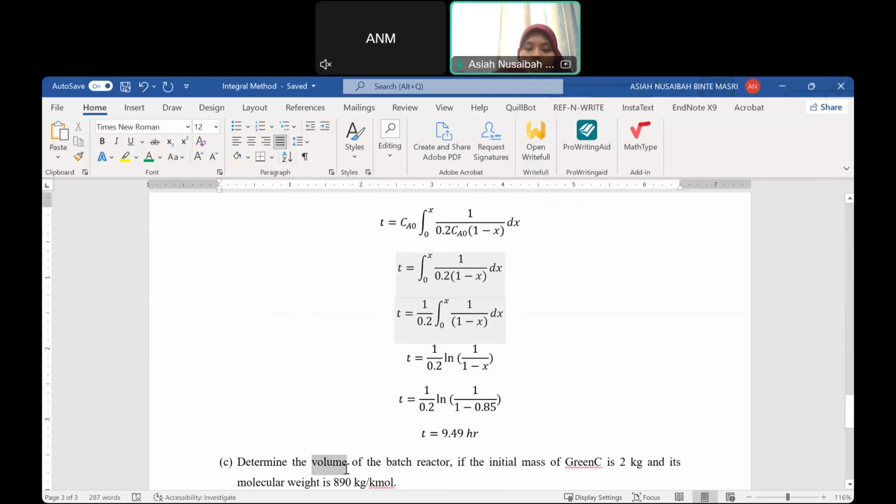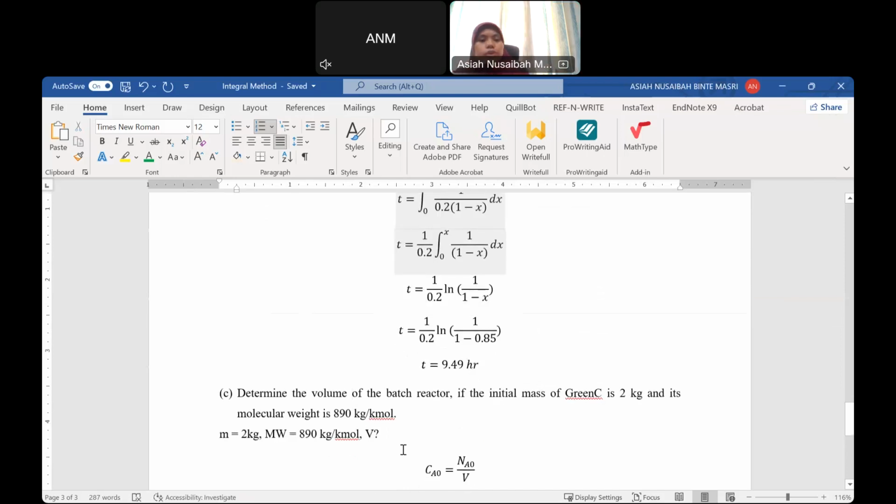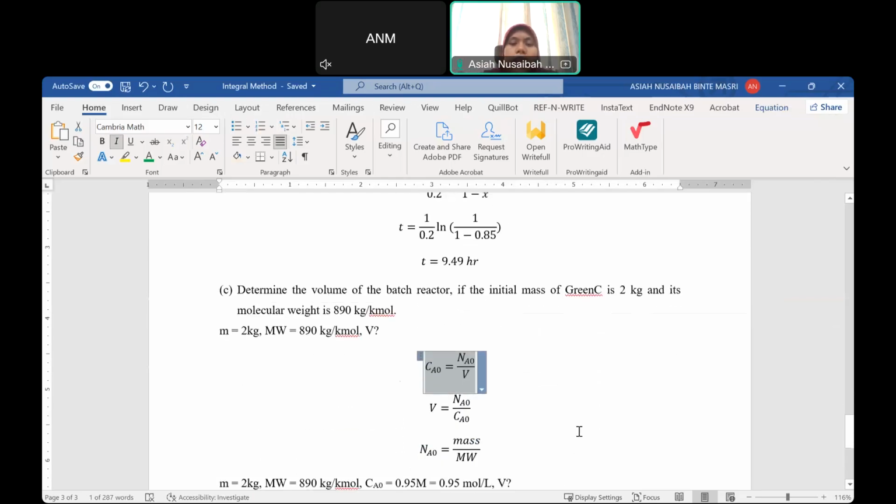Now we proceed with question C. Determine the volume. Now you have to find the volume of the batch reactor, if the initial mass of reactant C is given as 2 kilograms, and its molecular weight is 890 kilogram per kilomole. Okay, now how do we solve it? So we know from the previous equation, CA naught is equal to NA naught over V. If we rearrange the equation, V is equal to NA naught over CA naught.